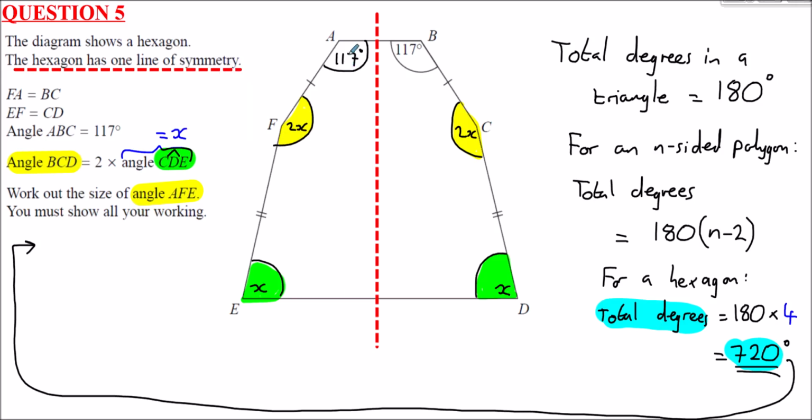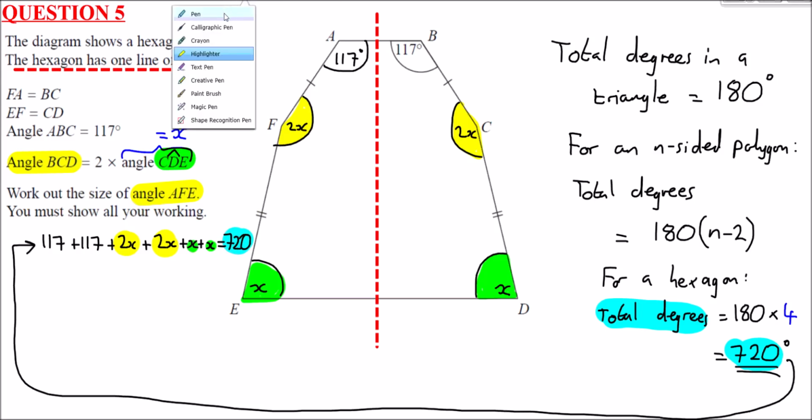So total of these angles, we've got 117 plus 117. We've got 2x and another 2x, x plus x, and we're told that has to be equal to 720. So that's how we start it off. And 2x plus 2x, x plus x, and then 117 plus 117, that's going to equal 720.